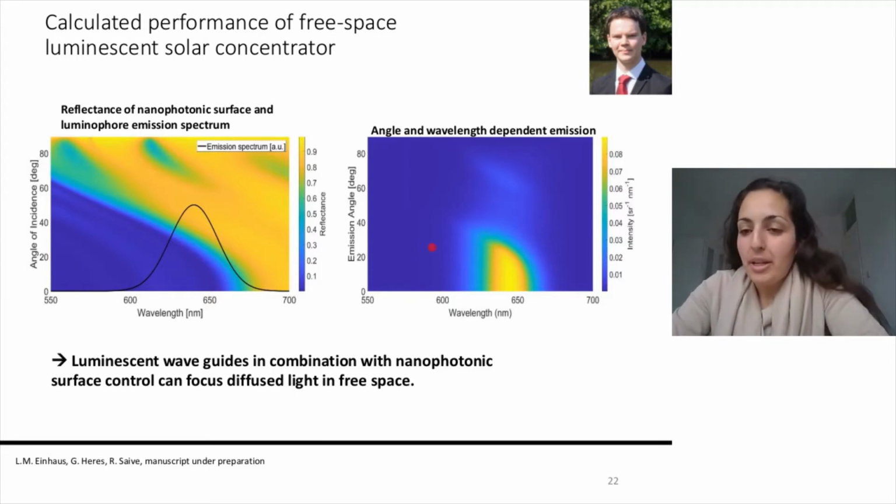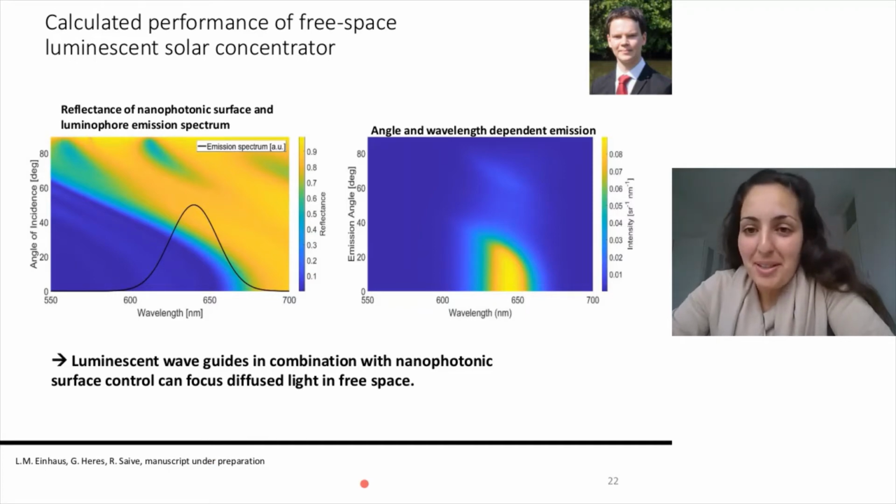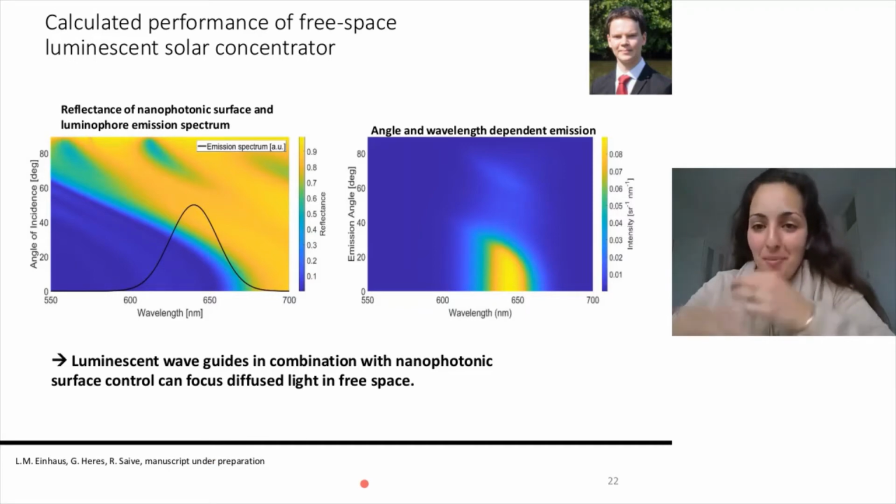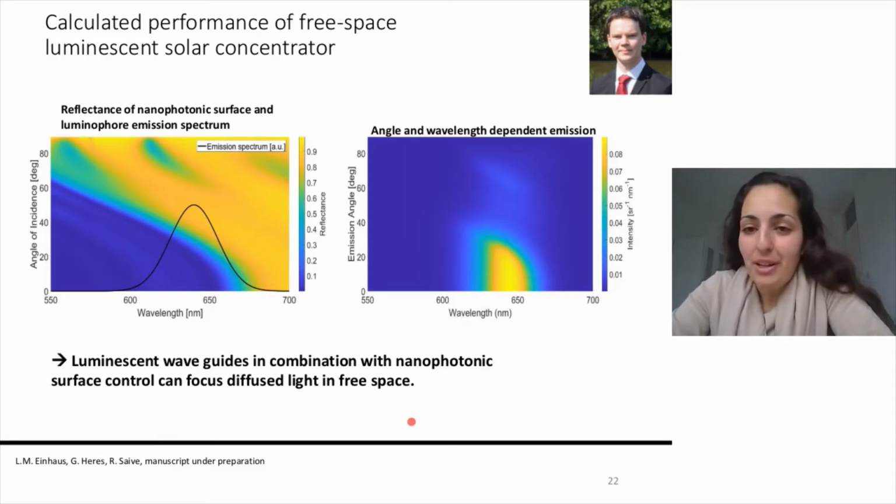And so he calculated this. This is really great work, which we are currently also putting in a paper. At the moment, he's busy demonstrating this in the lab. So he's mixing luminophores and putting them together with these nanophotonic surfaces to see whether we can actually achieve the properties that we're looking for in the lab.